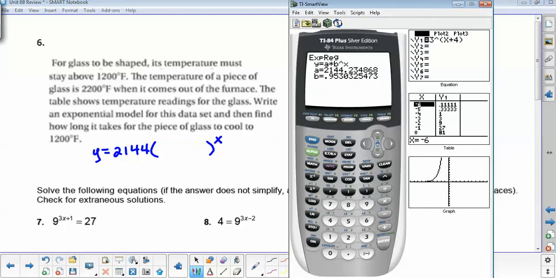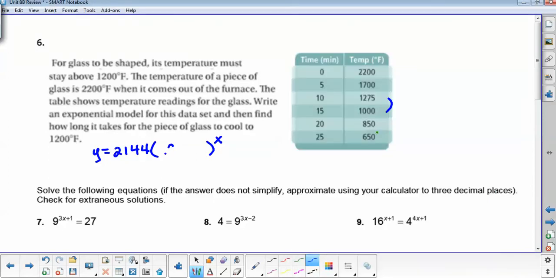And that number was 0.9530. Okay, so because this number is less than 1, I can tell that this is decaying. And you can see that from the chart too. It's getting smaller. All right, so we want to know when the y is going to be 1200. Now you could solve that algebraically. You can also solve that graphically.